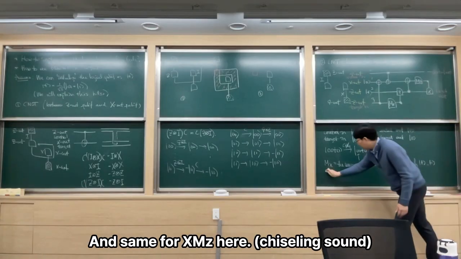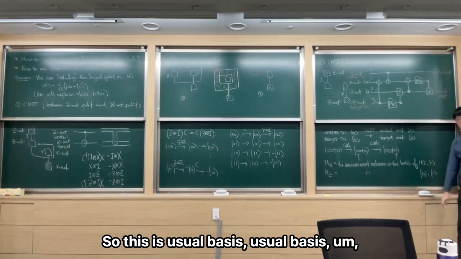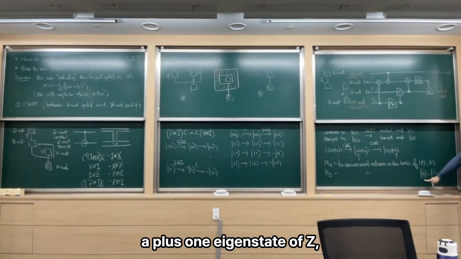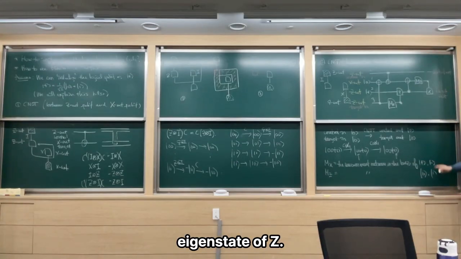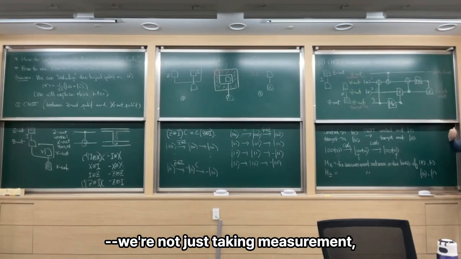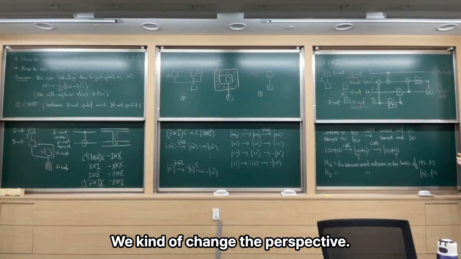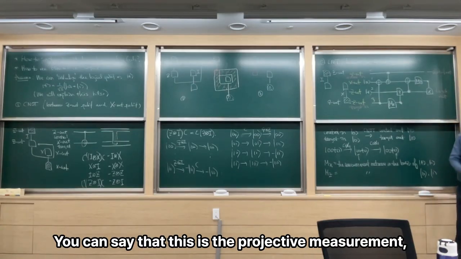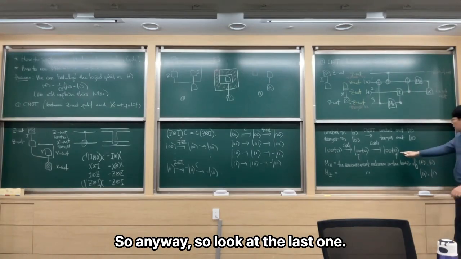And same for z here. So this is the usual basis, because 0 is the +1 eigenstate of z, and 1 ket is the -1 eigenstate of z. So when we make this observation, we're not just taking a measurement which always turns out to be 0 and 1. We change the basis. We kind of change the perspective. You can say that this is the projective measurement, just as we did in the stabilizer qubits.